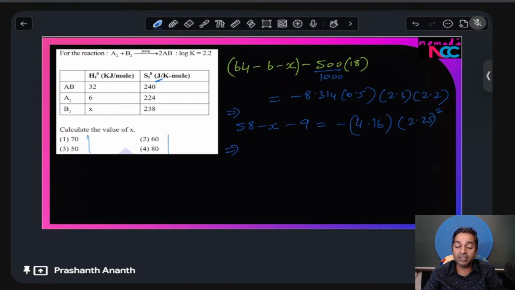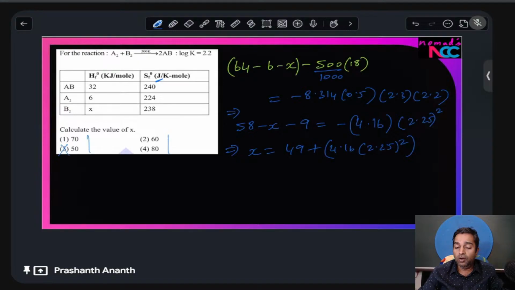So 58 minus 9 works out as 49. So we take x to that side. So x works out as, in this case, I'll bring this to this side. So it is 49 plus 4.16 into 2.25 whole squared. That is the value of x approximately. So 49 plus this. So directly we can rule out some options here.